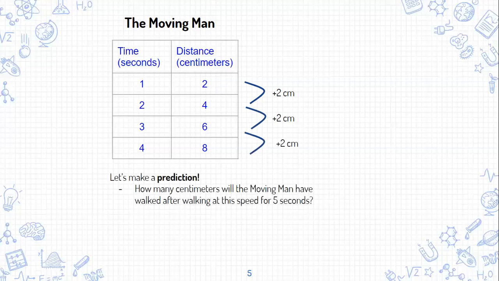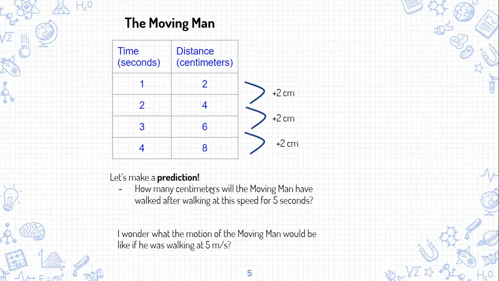And so we asked the question, well, let's make a prediction. How many centimeters will the moving man have walked after walking at this speed for 5 seconds? So we could then follow this pattern to add 2 more centimeters and get a measurement of 10 centimeters as the total distance. And then what if we change the man's speed to 5 meters per second? Can we make a prediction on what his distance values would be?